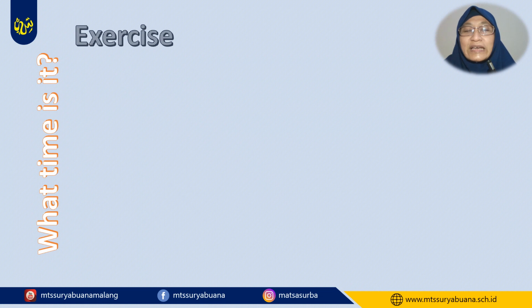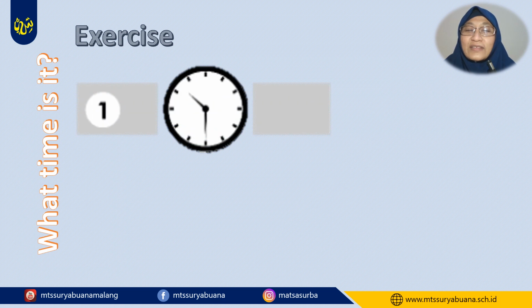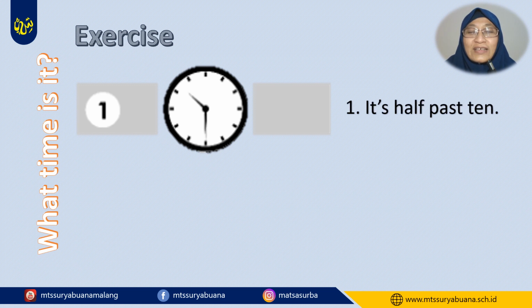Well, it's your turn now to have an exercise on how to read the time. Okay, look at this. Before you start, I will give you 2 examples. This is the first example. The big hand is on number 6 and the little hand is on number 10. So this one is right. It's 10:30.